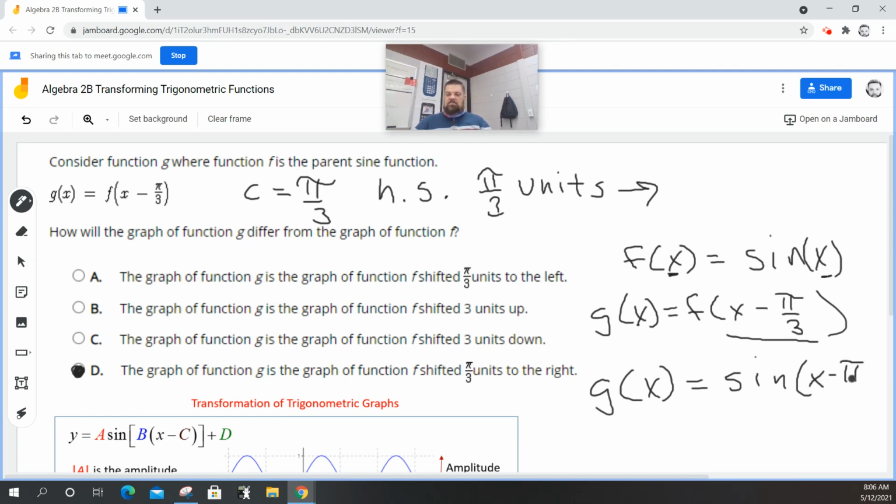Minus pi over 3. And that's where I get this C is equal to pi over 3.